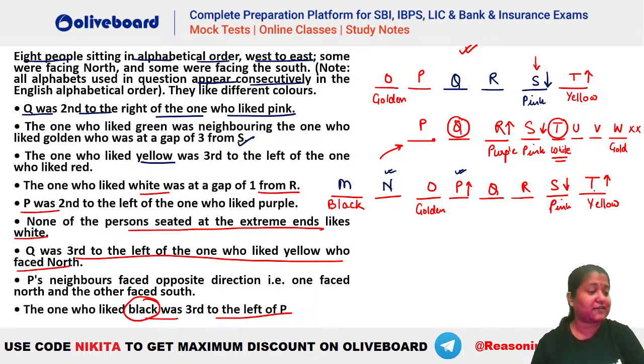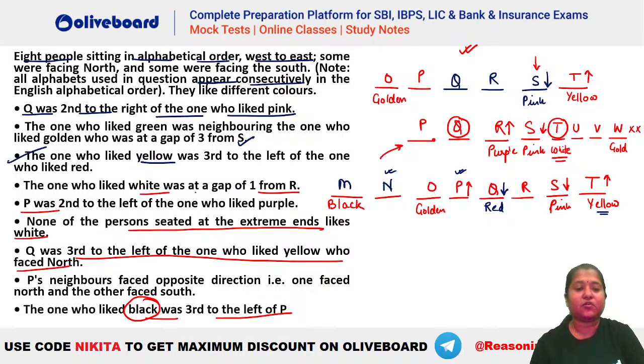The one who liked yellow was third to the left of red, so yellow has to be third to the left of red, red कौन होगा, you can see yellow is already placed here, so 1 2 3 Q will be red, है ना, and Q के थर्ड लेफ्ट में येलो है, that means Q should be facing the south, क्योंकि सॉरी थर्ड लेफ्ट में प्लेस करना है, ठीक है, so this yellow is third to the left of Q, ठीक है, ये हो गया.